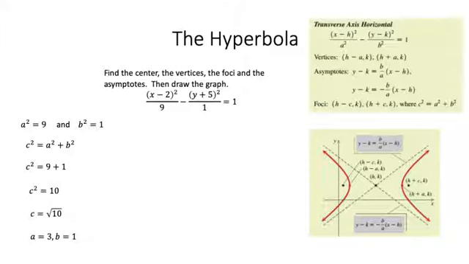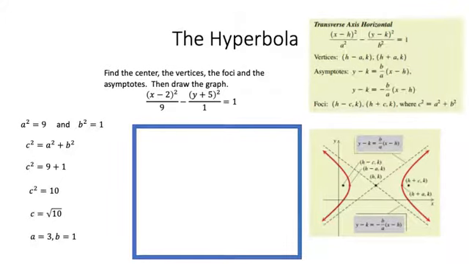Now let's fill in all the blanks: the center, the vertices, the foci, and the asymptotes. Well, the center is at (2, -5). The next thing we need to do is find the vertices. To find the vertices, you're going to start at the center. In our example, it's (2, -5).